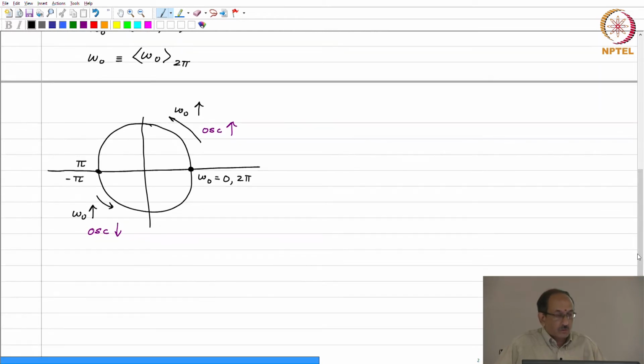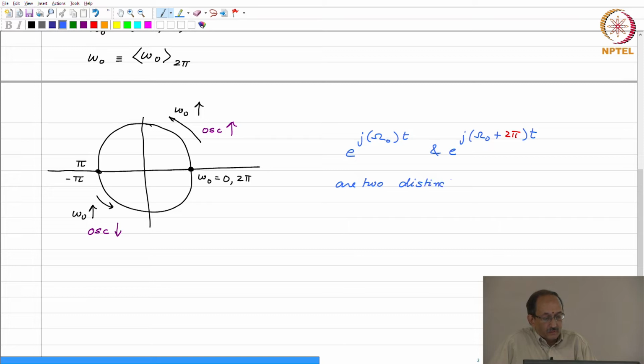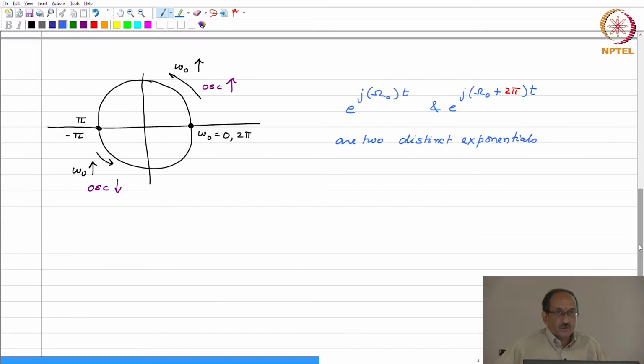So this is one distinct difference between discrete time and continuous time. Recall that in continuous time, e to the j omega naught t and e to the j (omega naught plus 2 pi) t are two distinct exponentials. They are not the same. So this is the first difference.